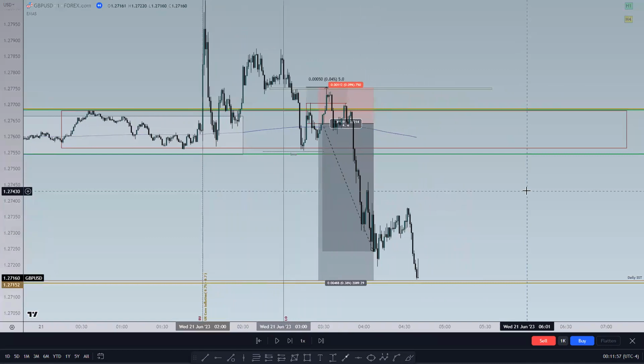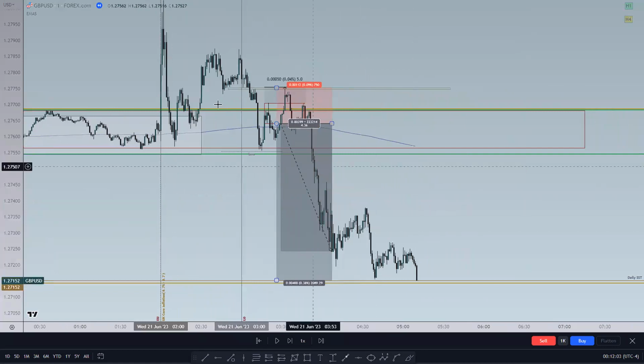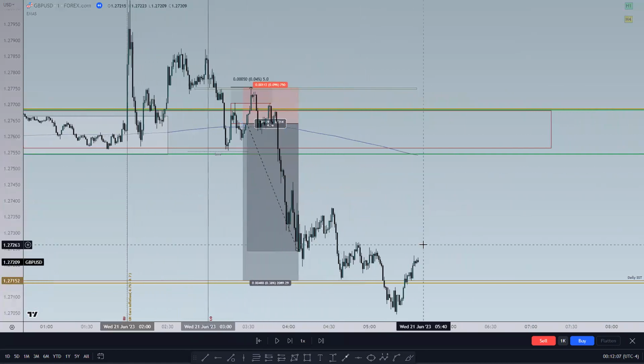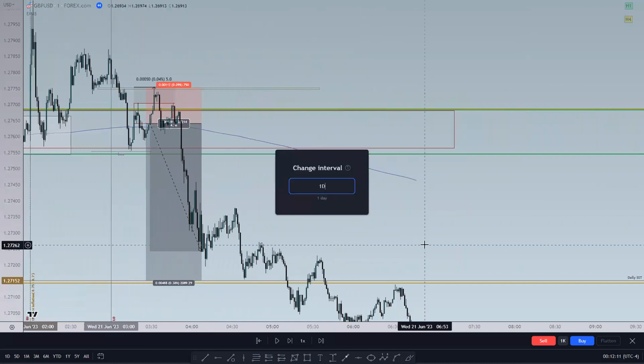Okay, so that was on Wednesday. So Wednesday was a 15 minutes as well as a 5 minutes PRR. Right, so now let's take a look on Thursday.